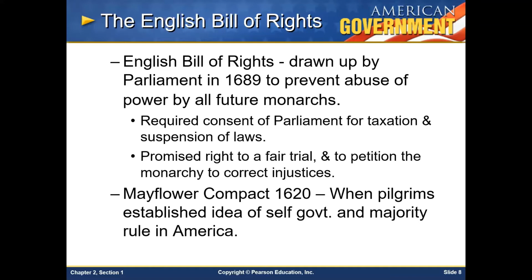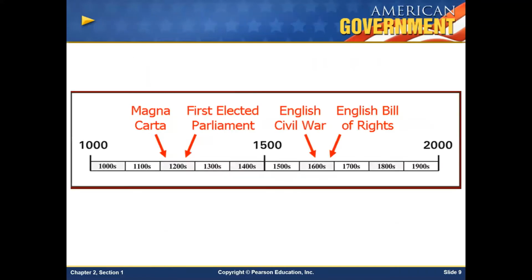So the Mayflower Compact of 1620 is another one that I've thrown in there that I want you to be aware of because it could appear on the EOC. And so we see some of those events taking place. We've got the Magna Carta in 1215. Also in the 1200s, you have the first elected parliament, again, limiting the power of the monarch. You've got the English Civil War that I referenced taking place in the 1600s, and then the English Bill of Rights in 1689. And so you can see that all laid out there.